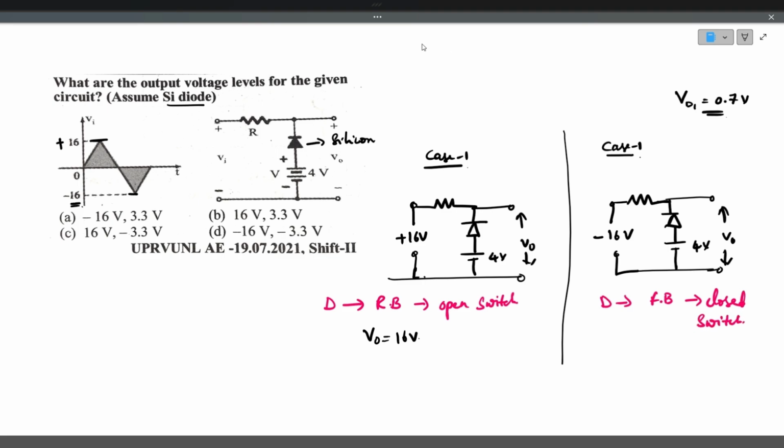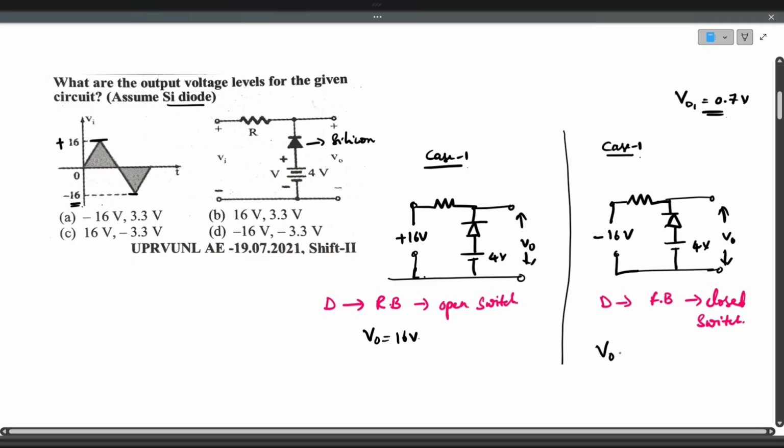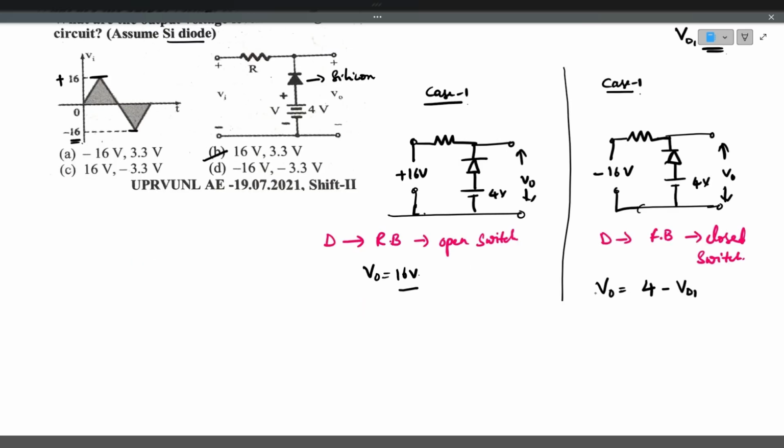So here in this case, the output voltage Vout is equal to 4 minus the diode cut-in voltage. So the output voltage V naught is 4 minus 0.7, which equals 3.3 volts. So here the minimum voltage is 3.3 volts. So the answer is option B.